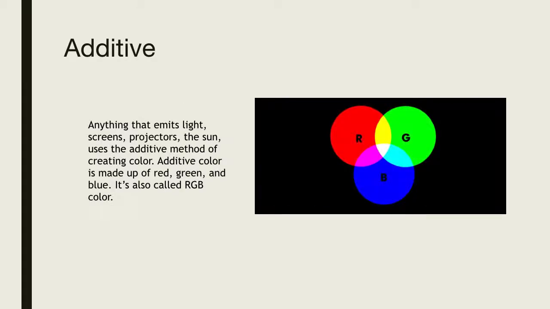All right, additive color. Anything that emits light, so projectors, your phone screen, your computer screen, the sun, uses the additive method of creating color. Additive color is made up of red, green, and blue. When we say RGB colors, that's what we're talking about. Red, green, blue, mixing those so that in some way we are creating colors.